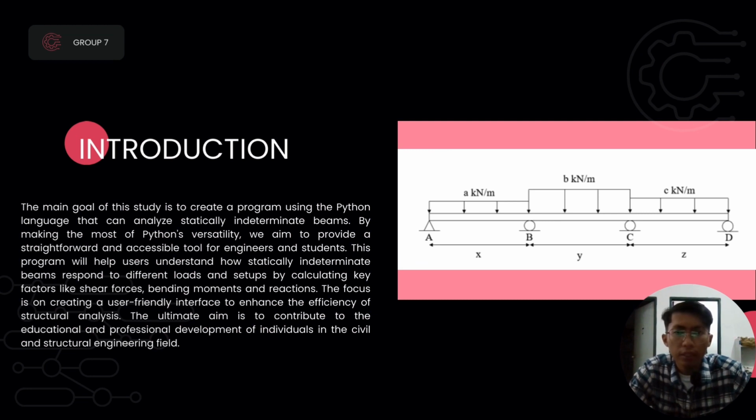Introduction for this project. The main goal of this project is to create a program using the Python language that can analyze the statically indeterminate beam. This project aims to provide a straightforward and accessible tool for engineers and students. This program will help the student and the user to understand how a statically indeterminate beam responds to different loads and setups by calculating the key factors such as the shear force, bending moment, and direction.